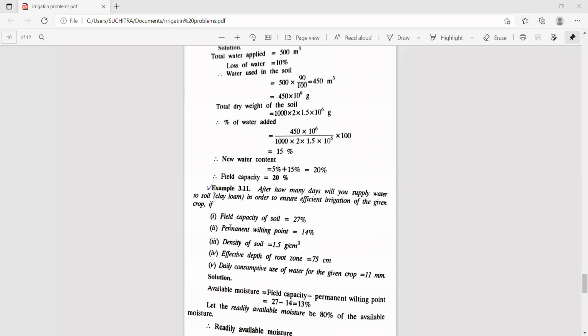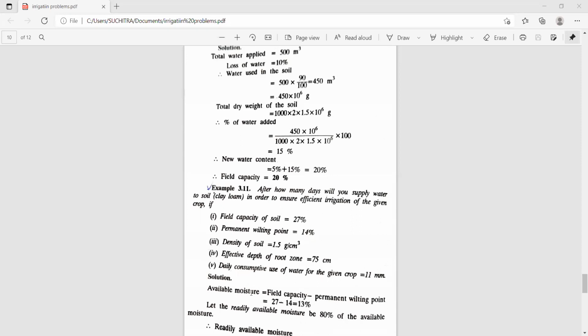This permanent wilting point is the lower limit of the available moisture content. The density of soil is given as 1.5 gram per centimeter cube, the effective depth of root zone is about 75 centimeter or 0.75 meter, and the daily consumptive use of water for the crop is 11 millimeter. Now first you have to calculate the available moisture in the soil.